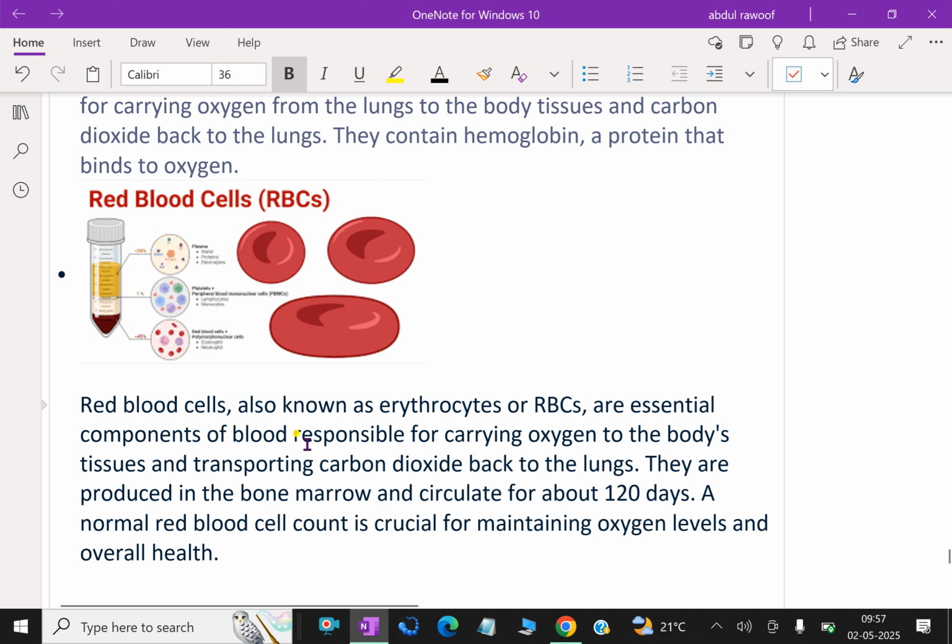Red blood cells, also known as erythrocytes or RBCs, are essential components of blood responsible for carrying oxygen to the body's tissues and transporting carbon dioxide back to the lungs. They are produced in the bone marrow and circulate for about 120 days. A normal red blood cell count is crucial for maintaining oxygen levels and overall health.